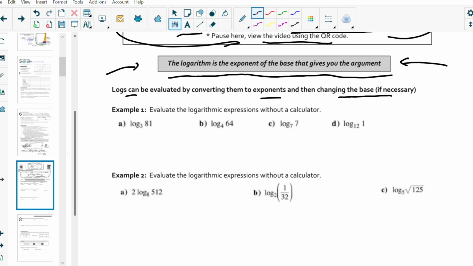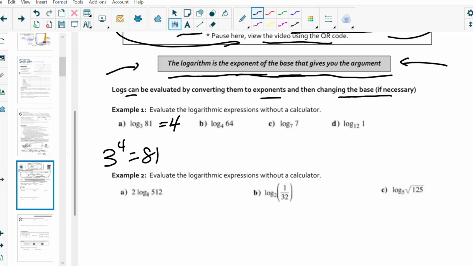We'll go over some examples. Example 1, log base 3 of 81. Evaluate the logarithmic expressions without a calculator. The logarithm is the exponent of the base that gives you the argument. The base is 3. What exponent do I put here to get 81? Well, that's 4. Okay, so instead of writing all this, that equals 4. So 3 to the 4th equals 81.